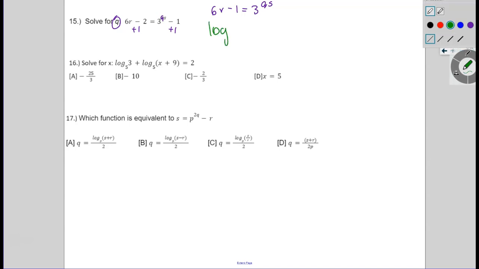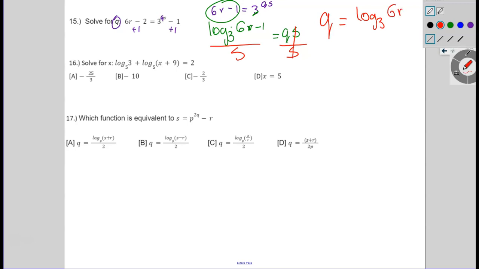So log, our base is 3, of what's on the other side, 6r minus 1. Okay, this is r. Now equals the exponent, qs. Now again, to solve for q, all we have to do is divide both sides by s. So q will equal log base 3 of 6r minus 1, the whole thing divided by s.